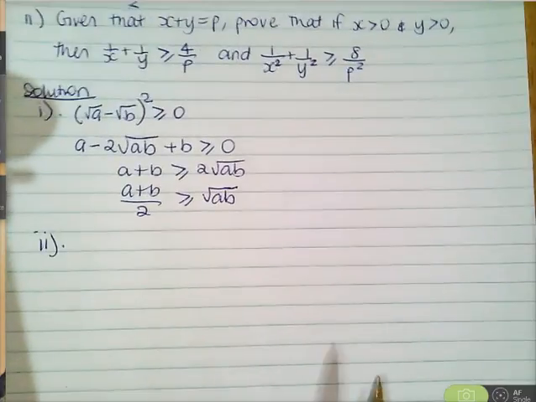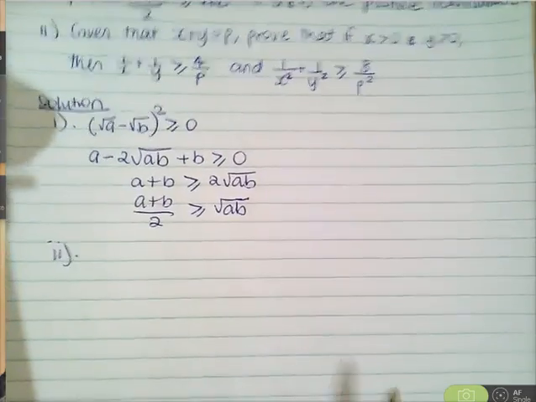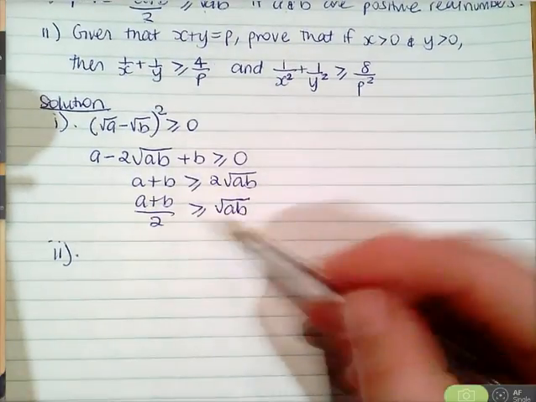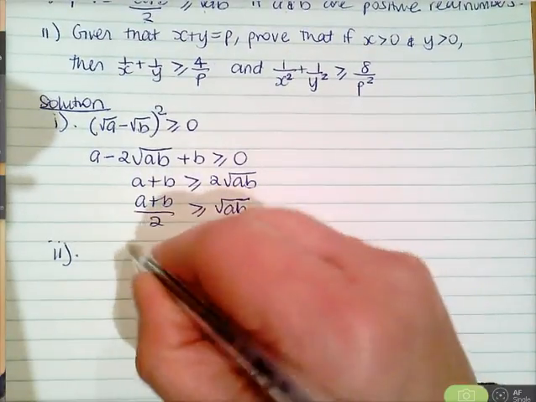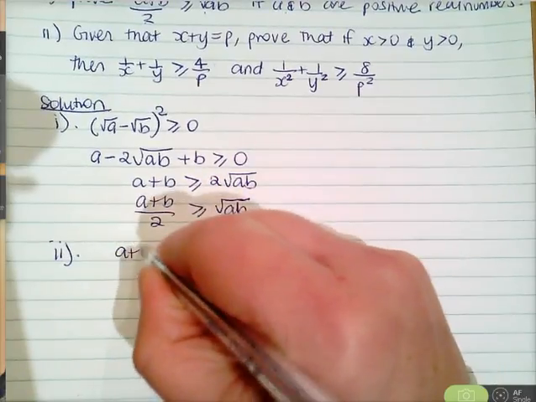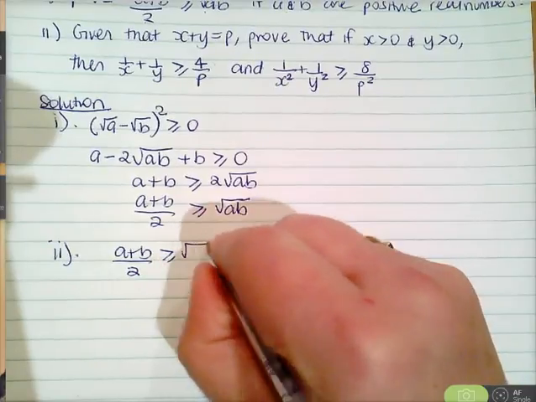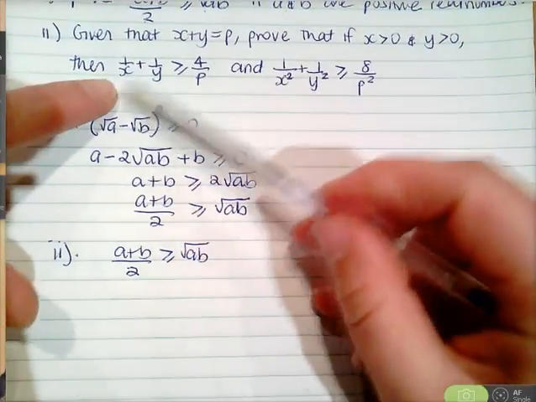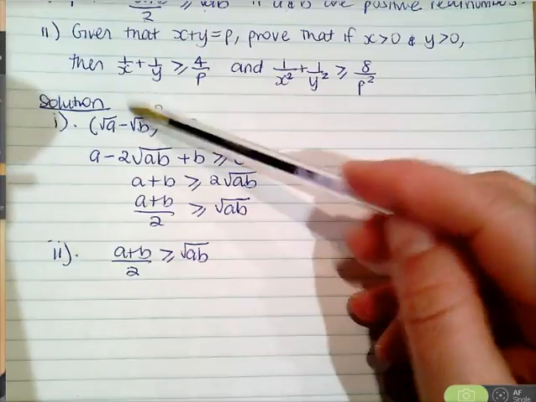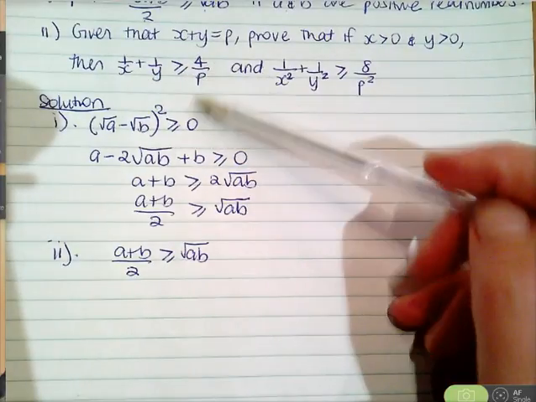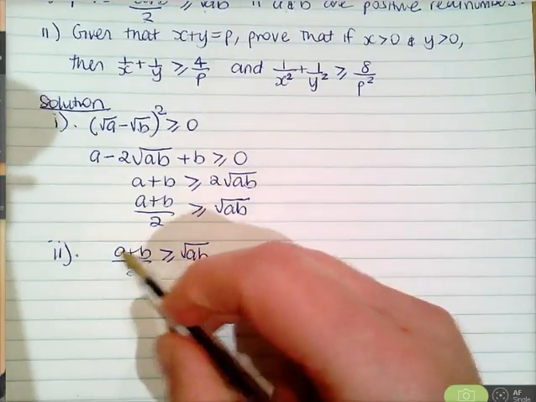Okay, where you'll find a common ground, I suppose. Now we know from this result that if we look back here, a plus b over 2 is greater than or equal to the square root of ab. Now we're trying to show here that 1 over x plus 1 over y is greater than or equal to 4 on p. So what we're going to do, we've got a plus b over 2.